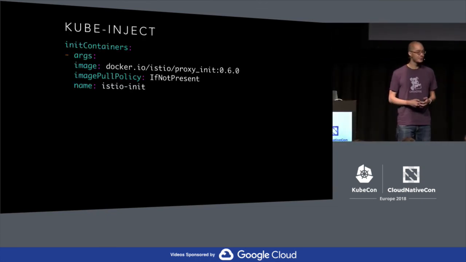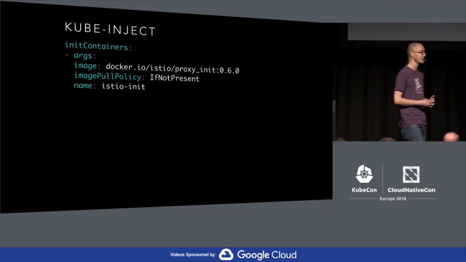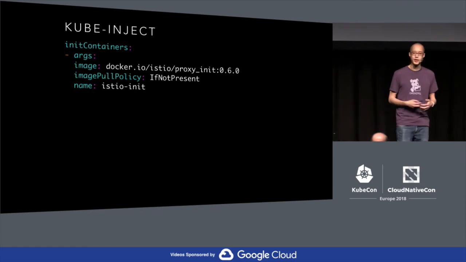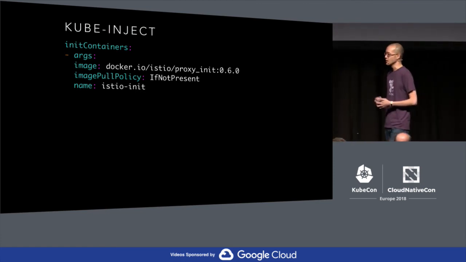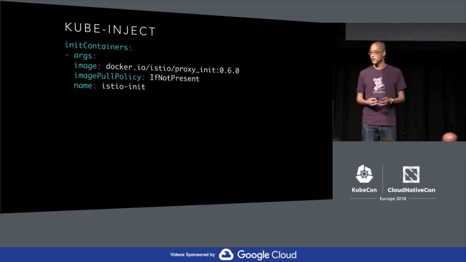Well, it is pretty benign. It adds a bunch of other stuff that Istio needs, but when it boils down to it, this is what it actually does. And it's really just adding an init container to run that sidecar for Envoy.